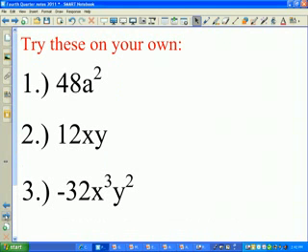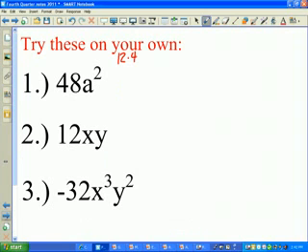Then I had the students try these 3 on their own, just to make sure that we're all on the same page and that they understand the concepts. With this one, we have 48a squared. Thinking of the 48, we can do it 6 times 8. You can do it 12 times 4. You can break it down any which way you want to.